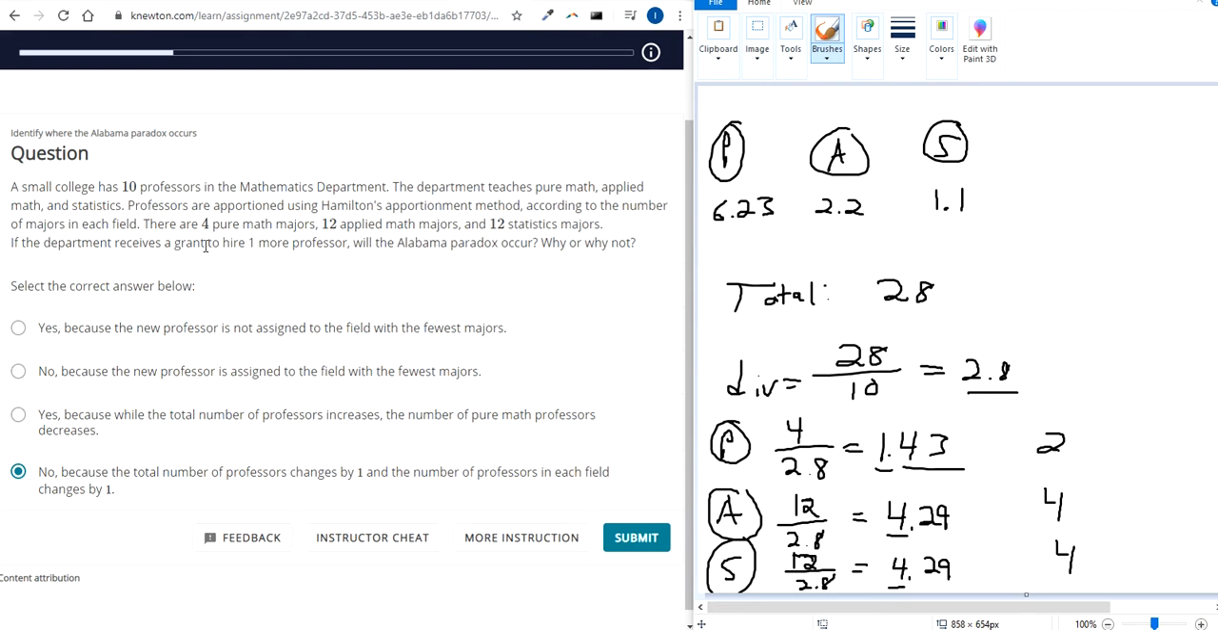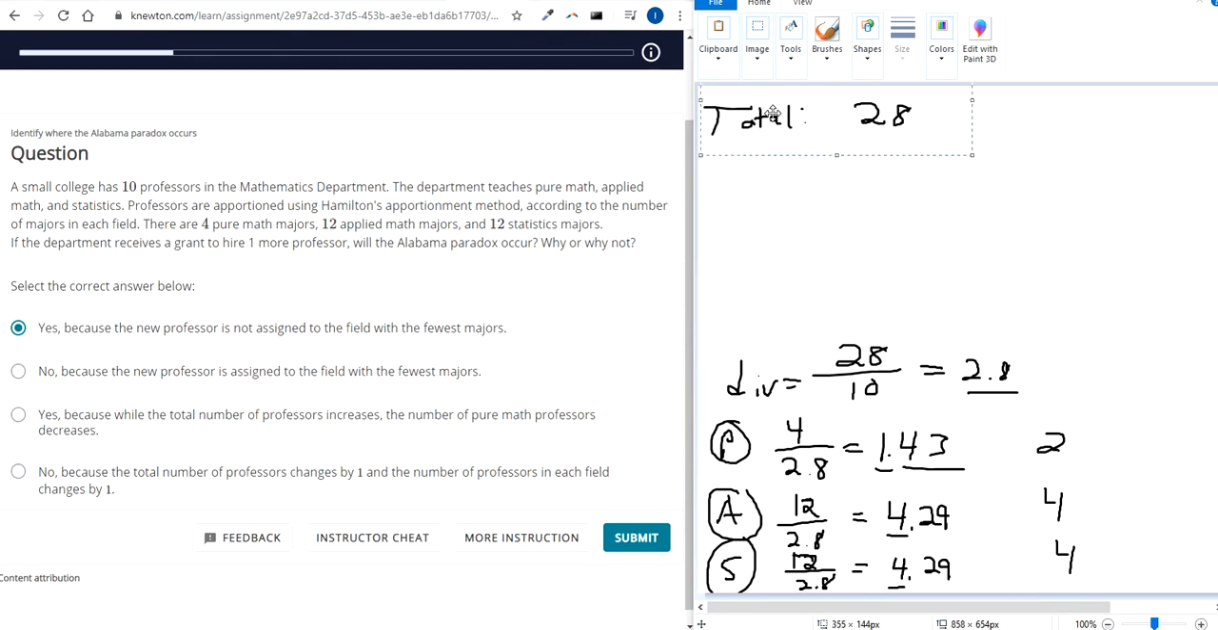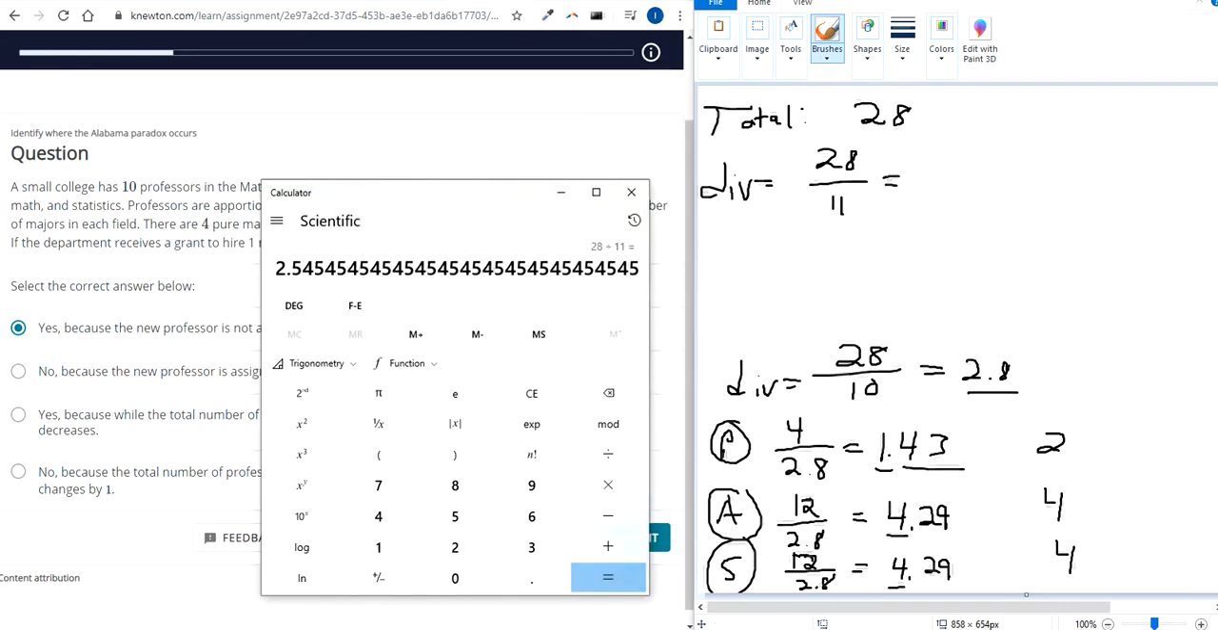Now they're changing the scenario. They're saying we're going to hire 1 more professor. So we have to redo this whole thing because now we have a different divisor. We got a different divisor, so that's going to change all the fractions. Okay. And by the way, I don't think I've clicked any in particular, so just don't jump to that conclusion. There's still 28 students. That hasn't changed, but the divisor changed because now we have 11 professors instead of 10. So we got 2.55 roughly for a standard divisor.